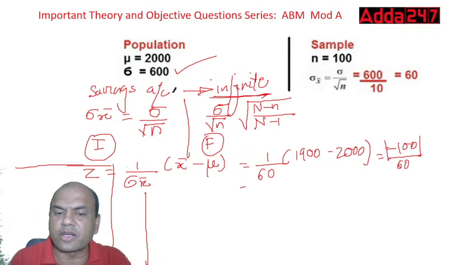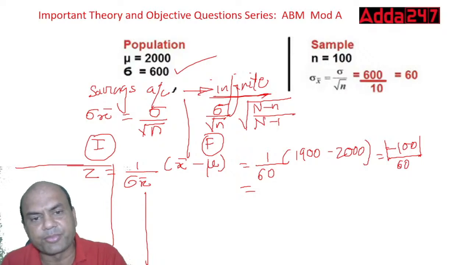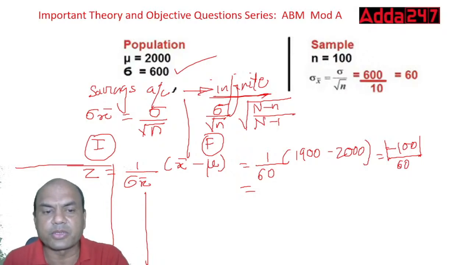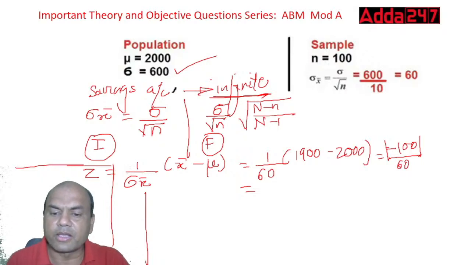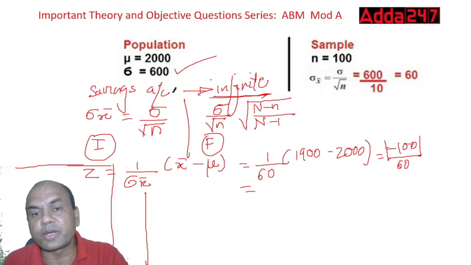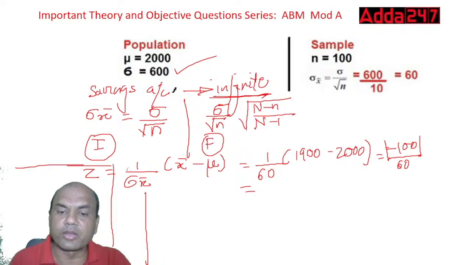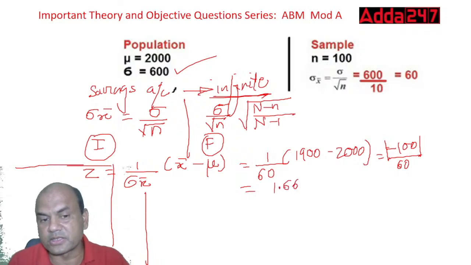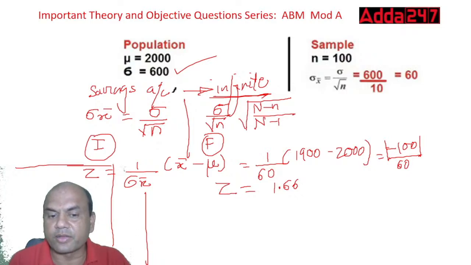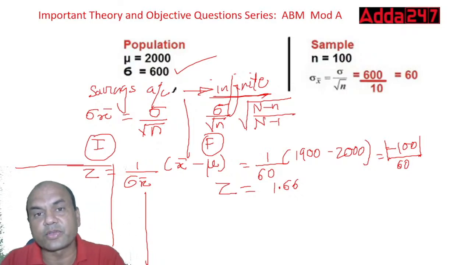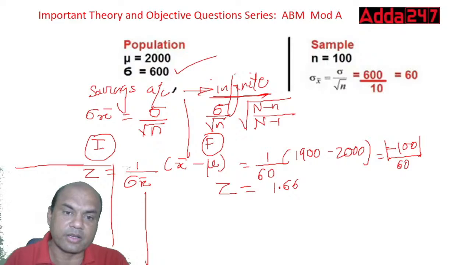So what is the answer you are getting? 100 upon 60. 100 divided by 60. The answer which you get is 1.66. So this is what Z you are getting. This is the answer of Z over here.